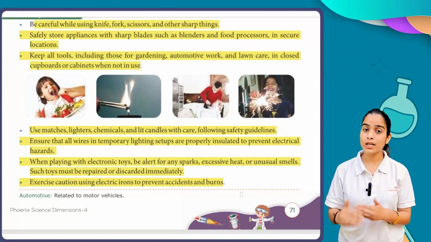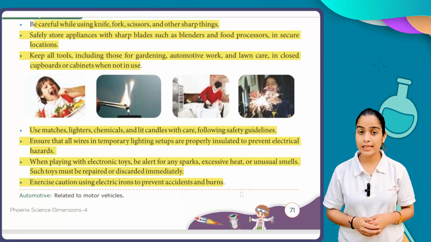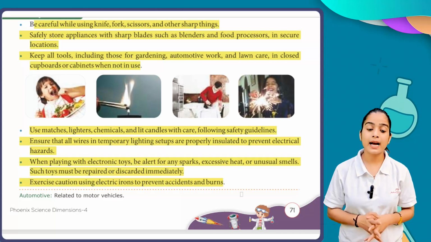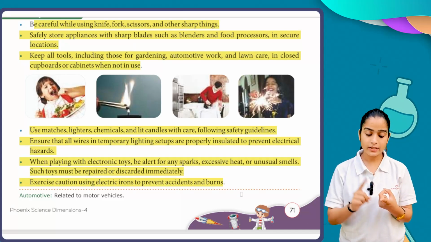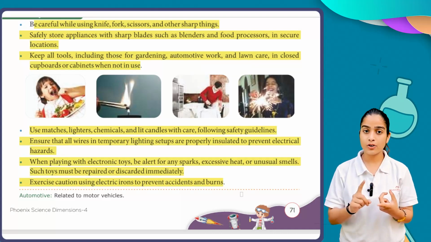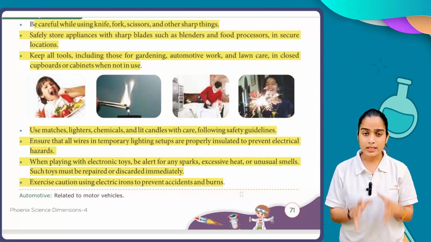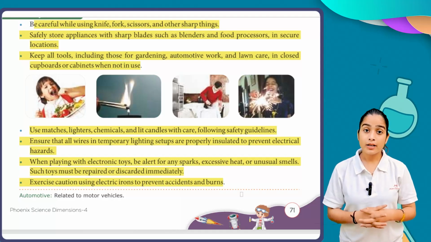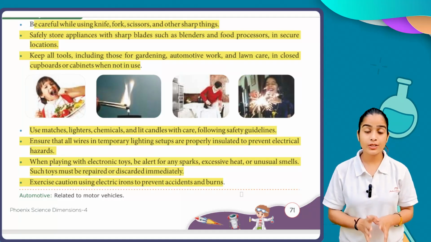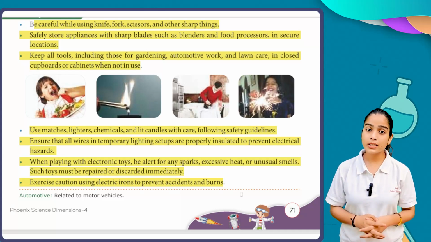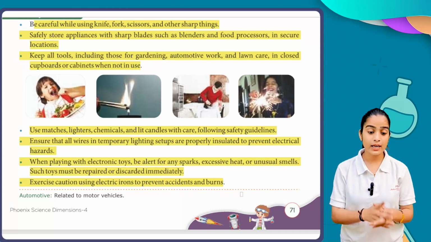So what are the next things we have to keep in mind? You have to avoid lighters, the fire-catching items basically, your lighters, your matchboxes and your chemicals. These are the things which can cause any kind of harm, any kind of injury, so it will result in that.